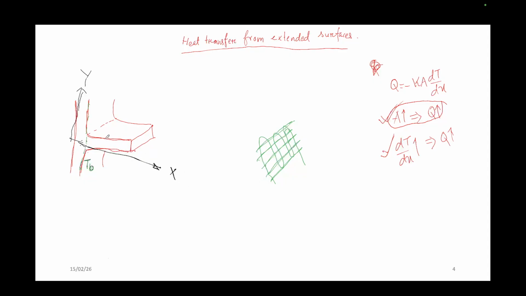So this scenario I am just recapping into a smaller portion. In this section, say I am taking a small portion, this small portion here. At this point, what is the temperature? This is at T_b, right?